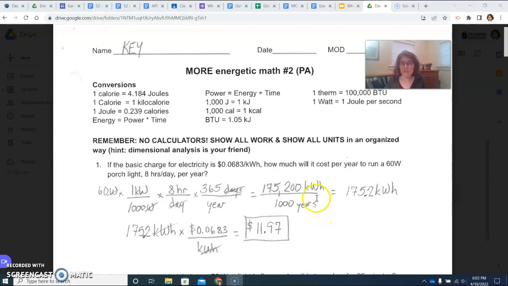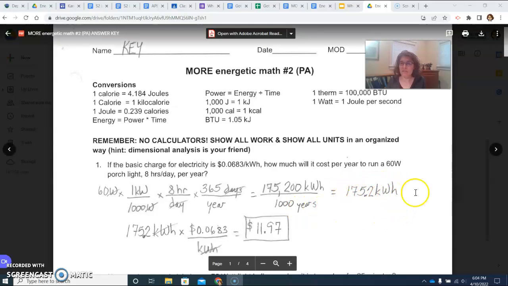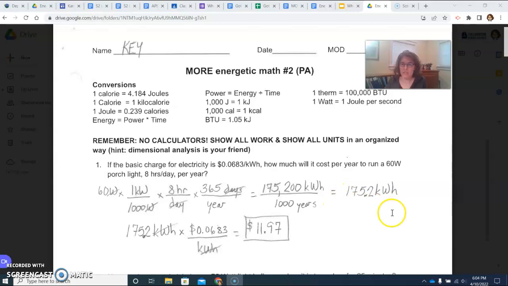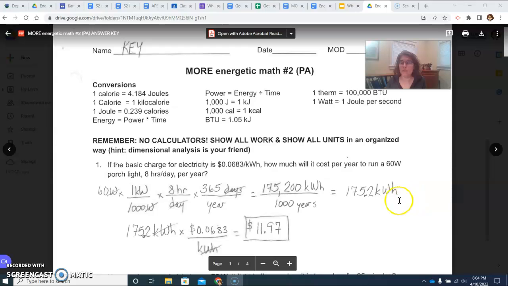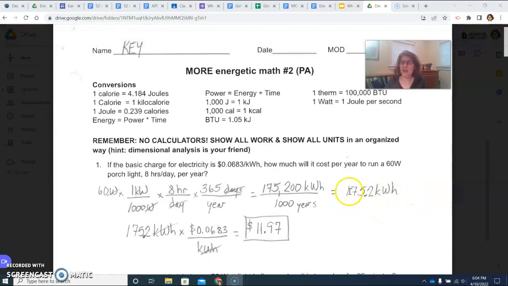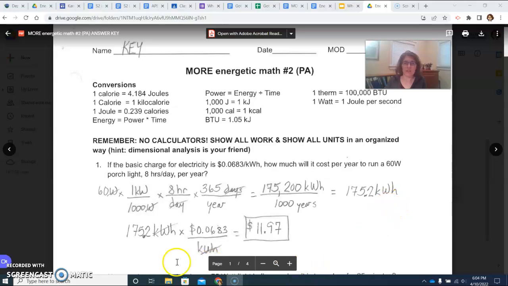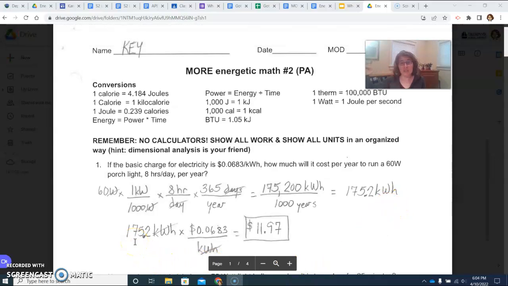What I'm going to do next is just simplify this fraction, and I apologize, I left off an important part of the answer here in my in-process answer. So that becomes 175.2 kilowatt hours, and I really should have that over years here. I'm then going to take that answer and I'm bringing it down here. I could continue in one long line with this if I wanted to.